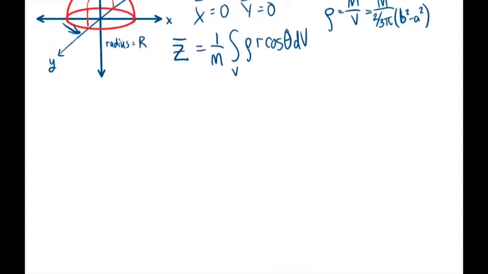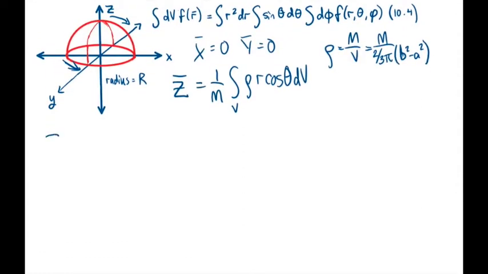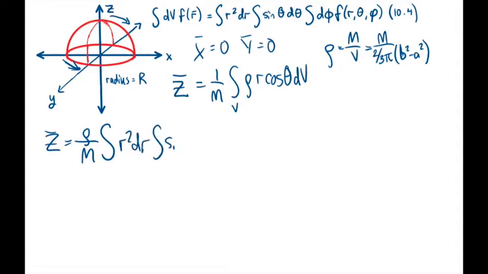Okay. Continuing on, we will now solve this integral in spherical coordinates. So we'll have rho over m, I'm just pulling out the rho, r squared dr sine theta d theta d phi times the function of position, which is r cosine theta. And our limits of integration in this case will be phi, which is in the xy plane, just all the way around from 0 to 2 pi. Theta will be from 0 to pi over 2. And r will be from the inner radius a to the outer radius b.